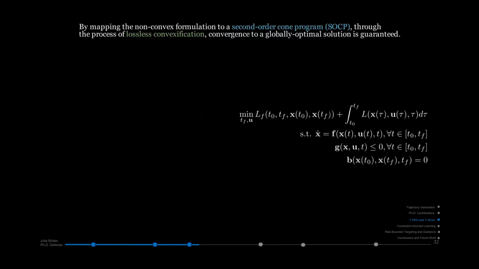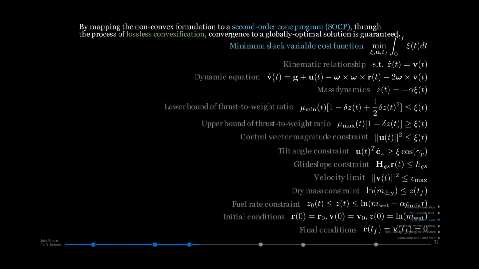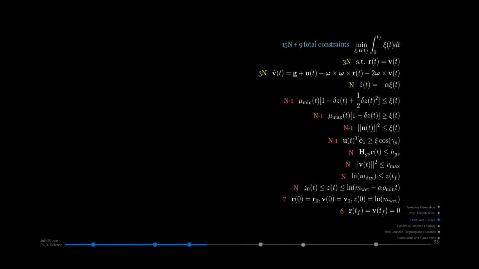So often this problem for power descent guidance is non-convex, but there's a well-known process of lossless convexification that enables globally optimal convergence to a solution. So it turns that non-convex problem into a convex problem that has a global minimum. And this is through introducing a slack variable that's in replacing thrust, and then also including a Taylor series expansion. But what we care about is how big is this problem? What are we trying to solve?